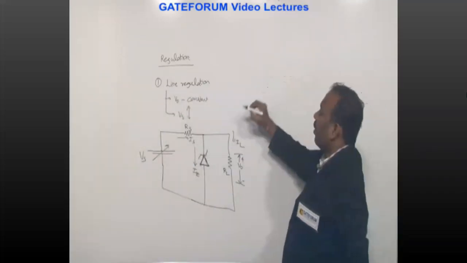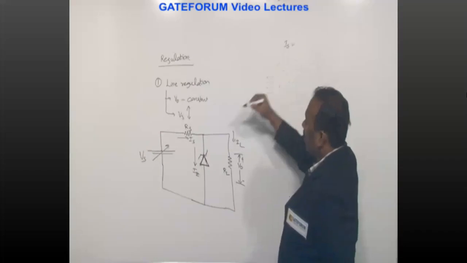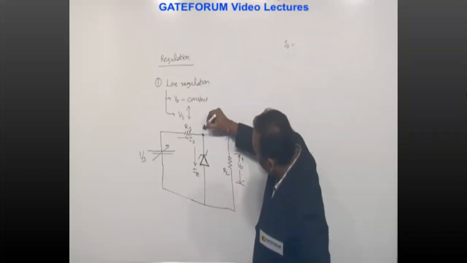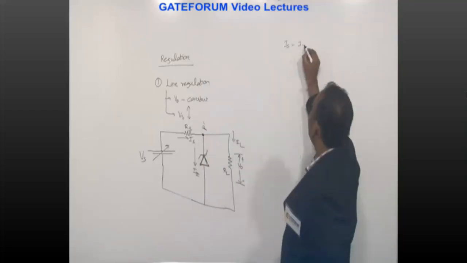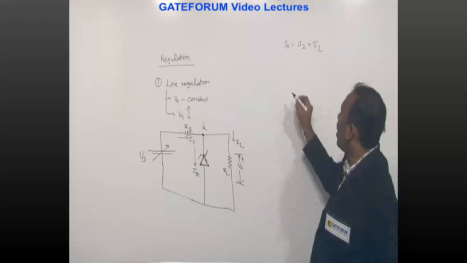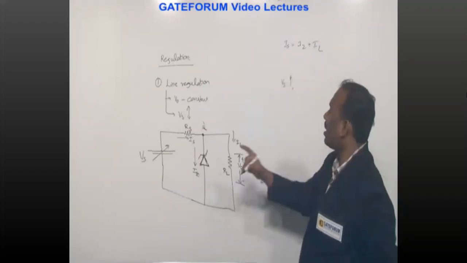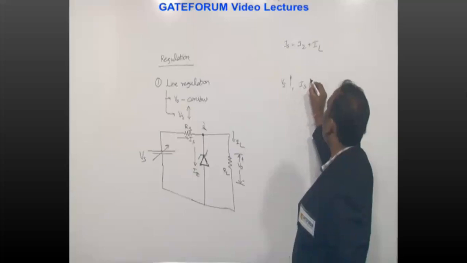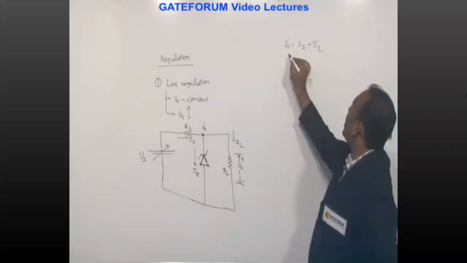Therefore, from the figure, applying KCL at this node, IS is entering, IZ is leaving, IL is leaving. Now, assume VS is increasing. VS increasing means, since RS is constant, IS has to increase. But this equation has to be satisfied.